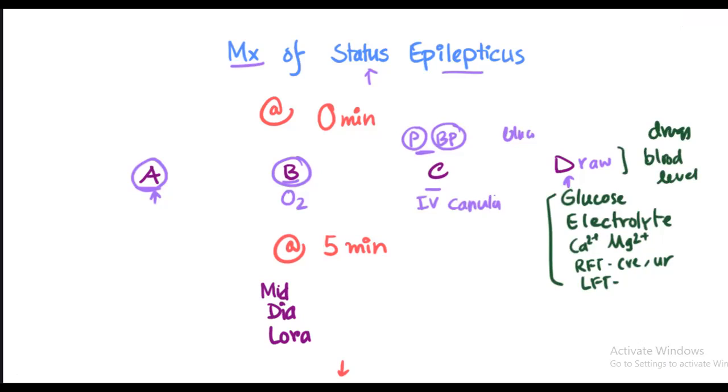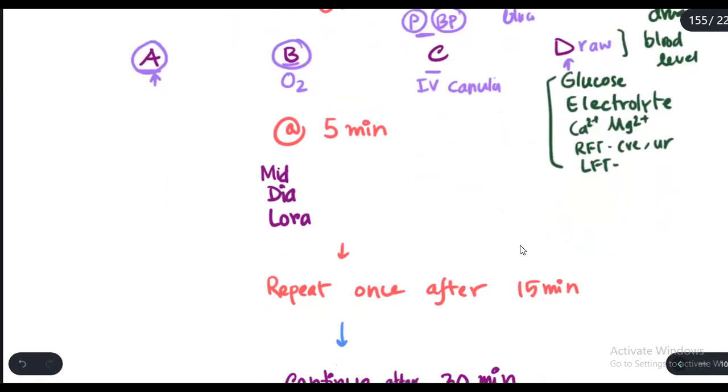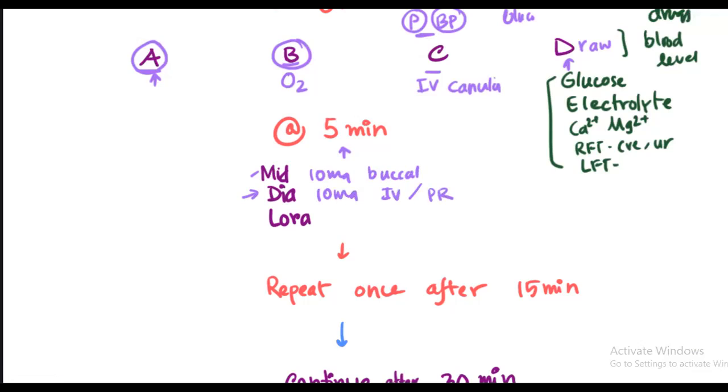And oftentimes the patient will recover without giving any specific drug. But if the patient still has seizure activity at 5 minutes, then you have to step in and give drugs. And the common drugs we give are midazolam, 10 milligram, that can be given buccally or nasally. Diazepam, commonest medication, 10 milligram, can be given IV or rectally. Lorazepam, usually given 4 milligram IV stat.